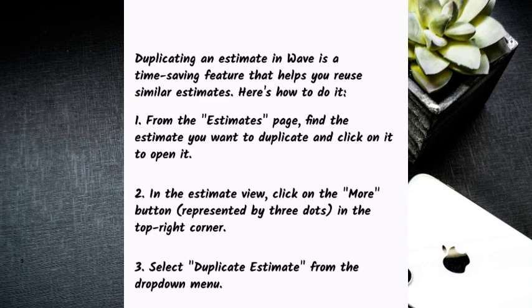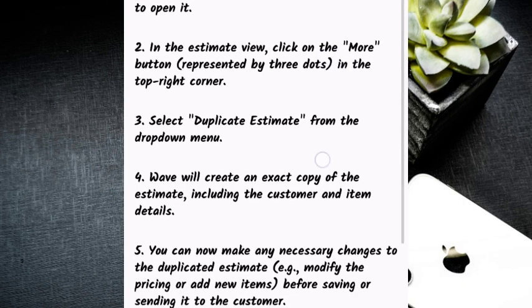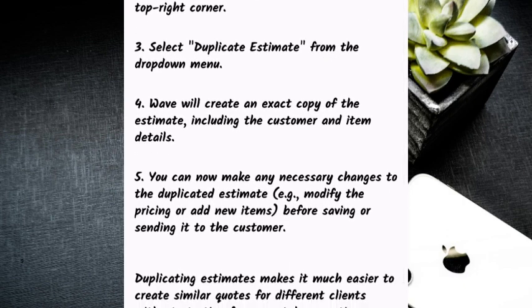And in the estimate view, just click on the More button, usually represented by 3 dots. Just click that button that's on the top right corner. And then you're going to select Duplicate Estimates from the drop-down menu. Now, Wave will create an exact copy of the estimate, including the customer and item details. You can now make any necessary changes to the duplicated estimates.